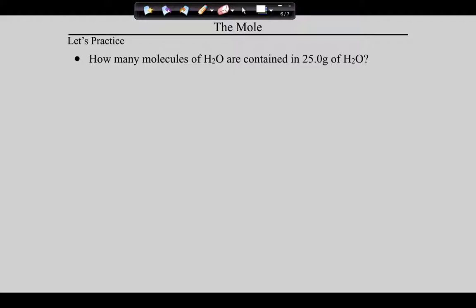I'll give you a second to write it down. So guys, it says, how many molecules of water are contained in 25 grams of water? So allow me, if you would, to put this in context. I didn't weigh this, but I know the density of water is 1 gram per milliliter. So this is 25 milliliters of water. It weighs approximately 25 grams.